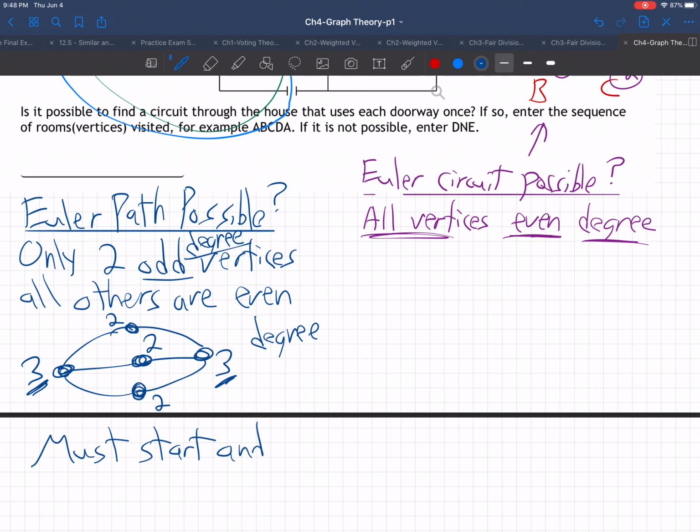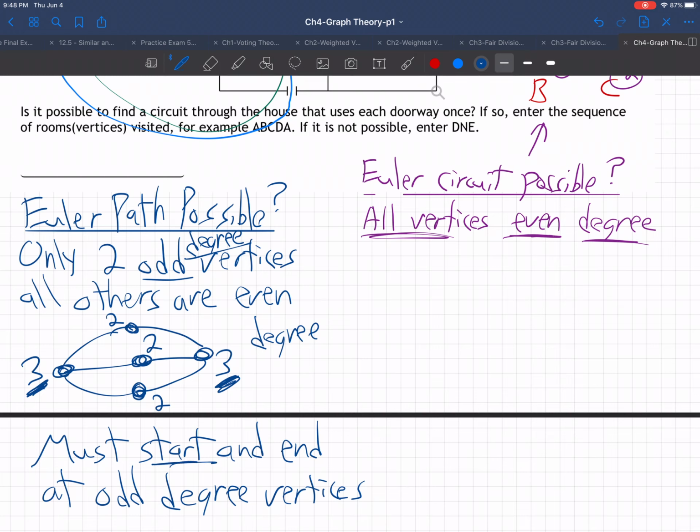start and end at odd degree vertices. So to make an Euler path, when you've got 2 odd degree vertices, you've got to start and end at those odd degree vertices. But anyway, that's not our particular problem. So what if you have more than 2?